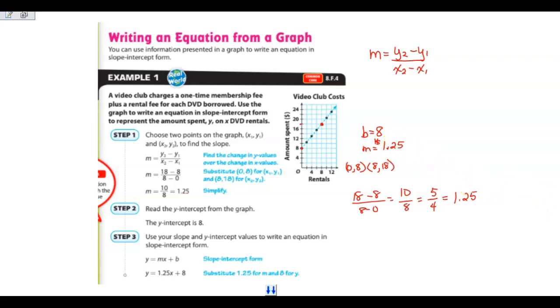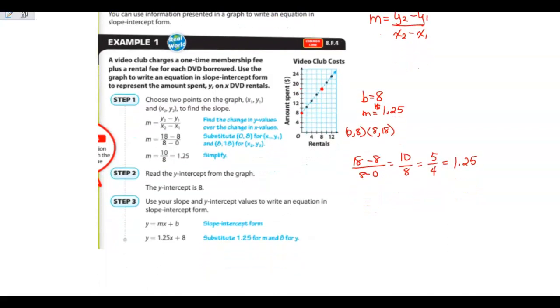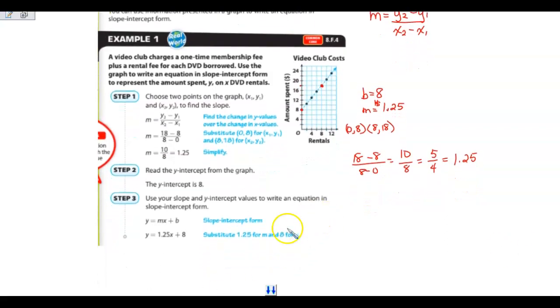So when I write my equation, remember our equation is going to be y equals mx plus b. My slope is 1.25 and my y-intercept is positive 8, so it's going to be plus 8. All that equals y. So there is my equation using this graph.